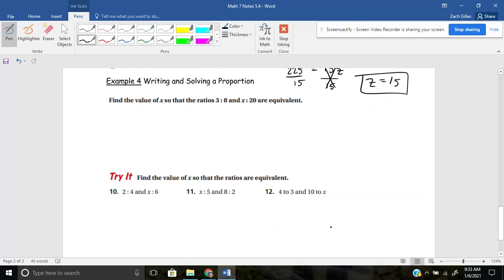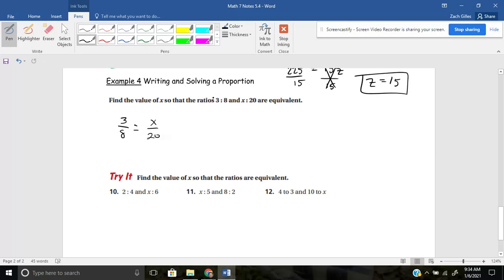Okay, the last problem here for example 4, it says find the value of x so that the ratios 3 to 8 and x to 20 are equivalent. All right, so essentially we need to first write the ratio and then solve it. Or excuse me, write the proportion and then solve it using these ratios. Okay, so the first ratio is 3 to 8, so I can just write it as a fraction, 3 over 8. It needs to be equivalent to x to 20, so x over 20.